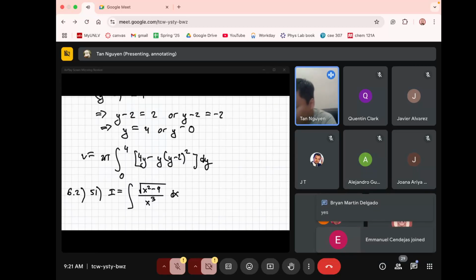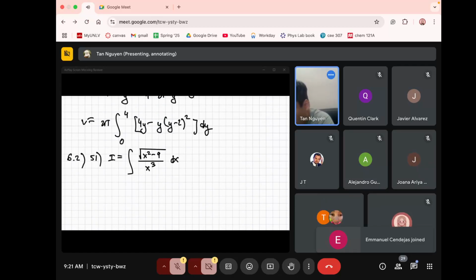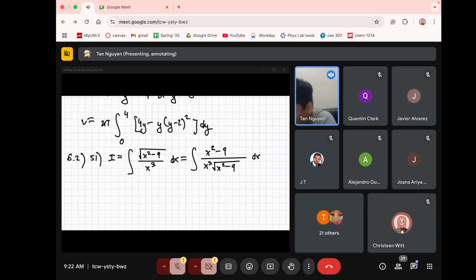Okay. Well, there's several ways we can do this problem, but nothing wrong to put the radical on the bottom. You put the radical on the bottom, what are you going to get? Integral of x squared minus 9 over x cubed times the square root of x squared minus 9 dx, right? Rationalizing, put the root on the bottom. And split them.